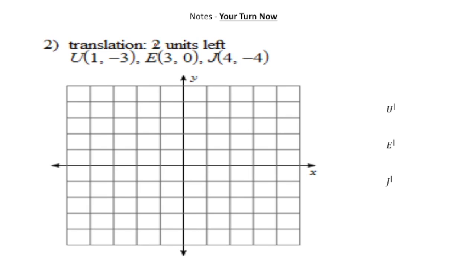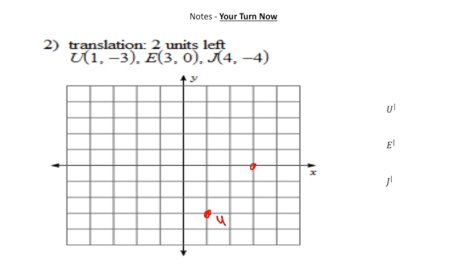Here we have a problem where we're going to translate it 2 units left. We have points U, E, and J. Let's first plot these points. Point U is at (1, -3), so we're going to go right 1 and then down 3. That's point U. E is (3, 0), so we're going right 3.